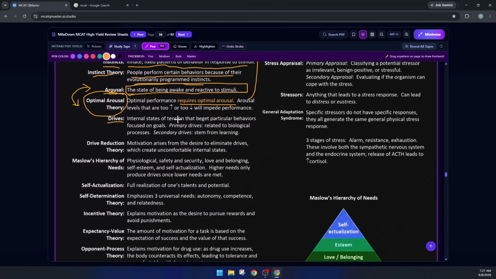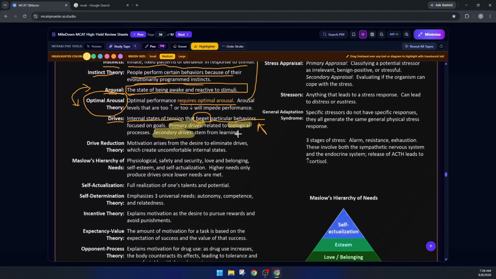All right, drives. So our drives are internal states of tension that beget, I don't know if this is a typo, that beget particular behaviors focused on goals. So drives are internal states of tension that basically cause you to have a particular behavior. Some drives are called primary drives, and some are called secondary drives. A primary drive is biological. An example of a primary drive that causes tension is hunger. It drives you toward a particular behavior. What biological behavior is that? It's eating, right? That's a primary drive.